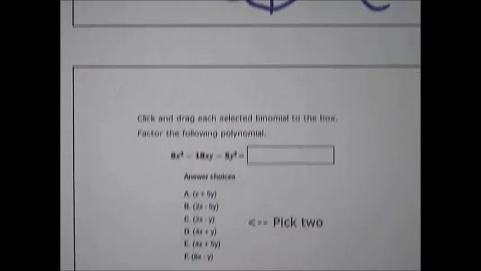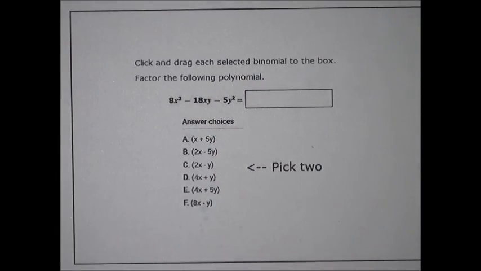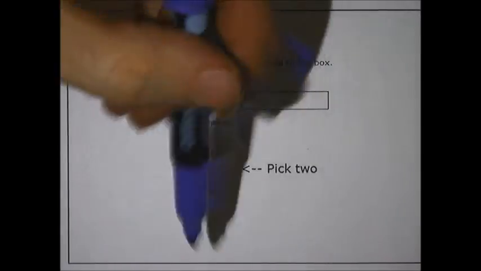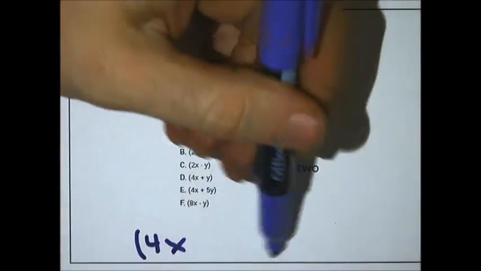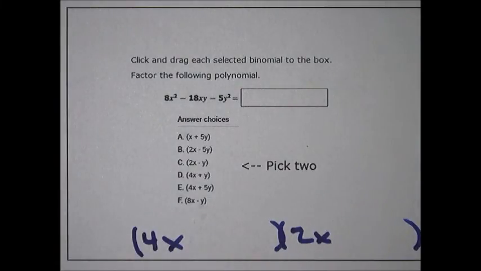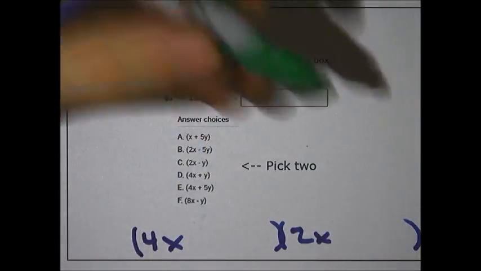For the one below it, this says click and drag. So they give you a bunch of choices, but I wouldn't really necessarily pay attention to the choices. You're just trying to factor this. It's 8x squared, so let's start with that. And I'm going to go with 4x and 2x. And then my back number, last times last, has to be 5. So I know it could be 1 and 5 or 5 and 1. There's also a y with it. I'm trying to make 18 in the middle.